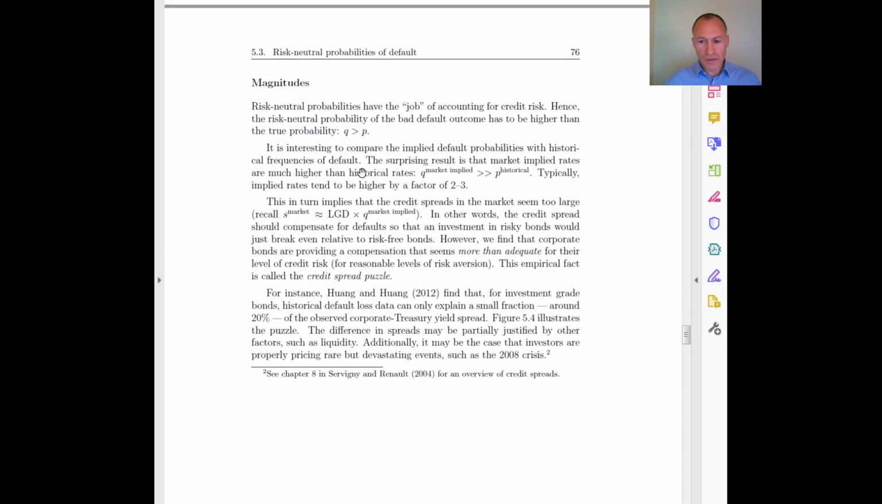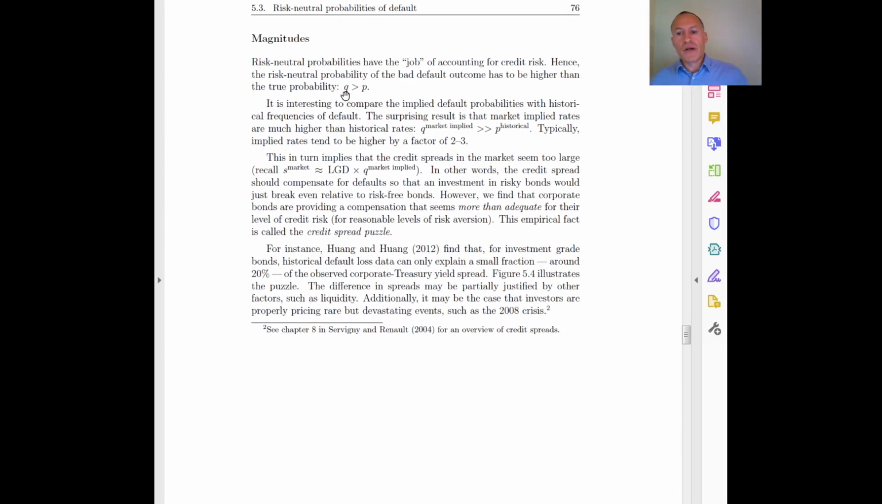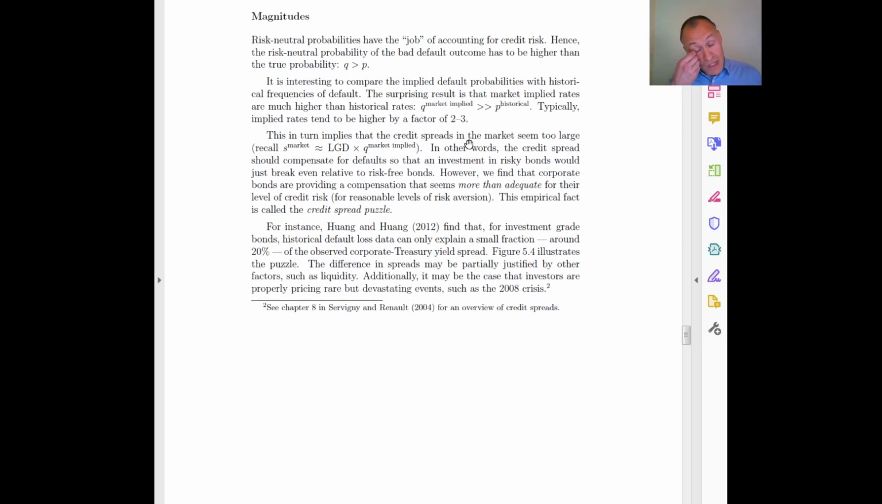It is interesting to compare them. We know that the risk neutral probabilities Q have to be larger than the objective physical probabilities P. But the point is, by how much should they be larger than P? If you actually look at the data, you'll see that they are not just larger, they are much bigger than what we should expect. They tend to be higher by a factor of 2 to 3. So what does that imply?